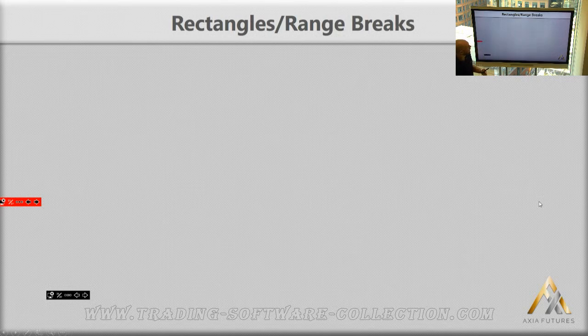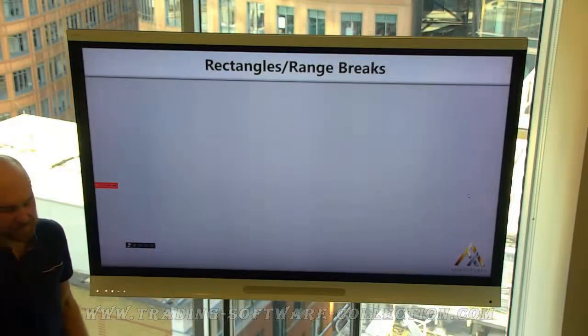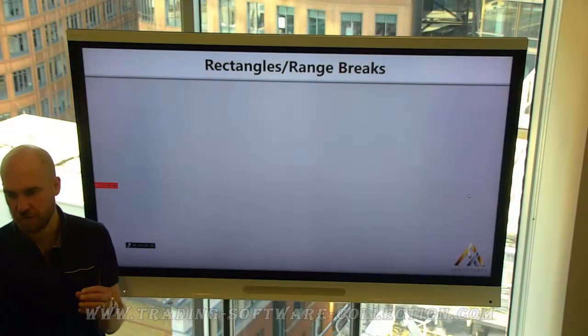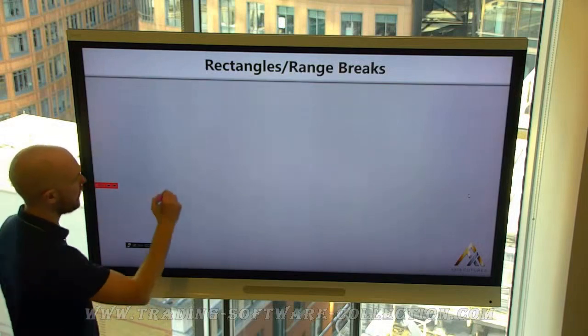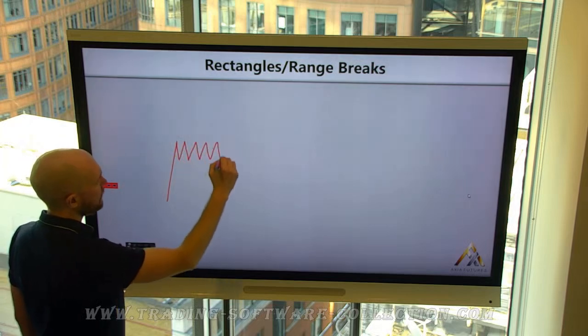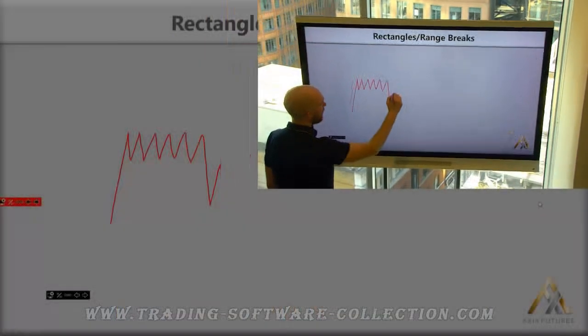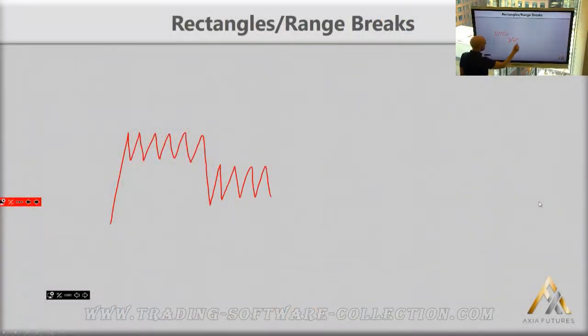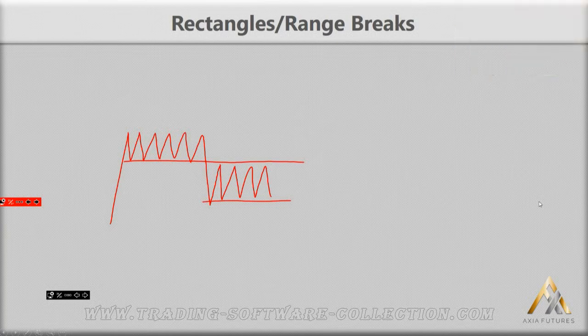Last couple of little ideas. Rectangles and range breaks. This is something that Nick calls an auction block type trade. So whereby you've got perhaps a move higher and then you sit in a range and then drop out the range. And so that's your kind of auction block idea, that you'll move from one block of auctioning or one block of range down to the next block. Something that does seem to happen in the Bund a reasonable amount, that you get these little blocks.